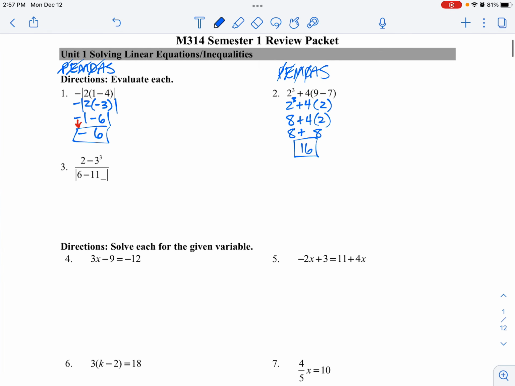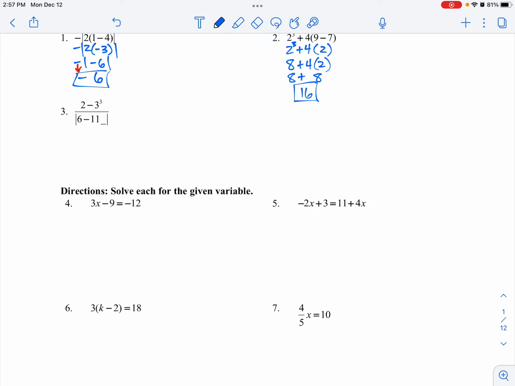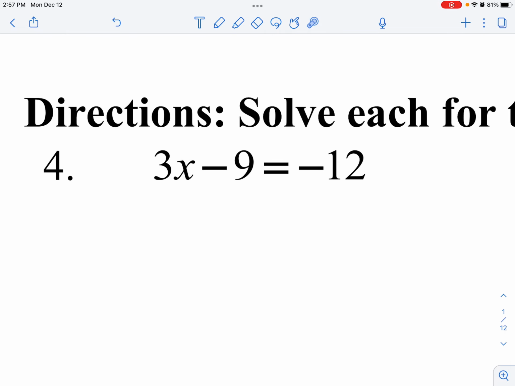Okay. Let me do a couple of these other ones. Number 4. Okay, just solving. So we are trying to get the x by itself. That's the goal. That's what solve means. Get x by itself. You're going to have x equals 5 or x equals -1 or whatever. So the first thing to do in order to get the x by itself is I'm going to move the 9 over. Whatever you do to one side, you have to do to the other.